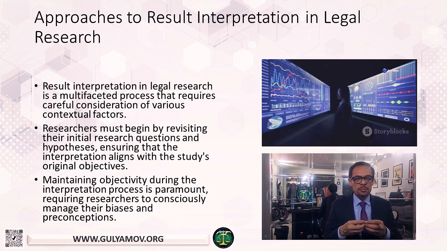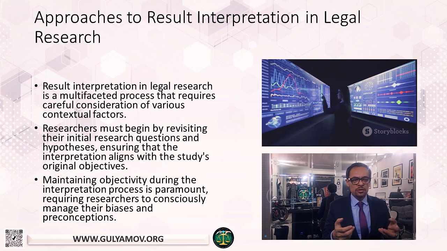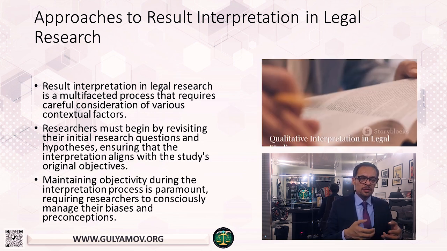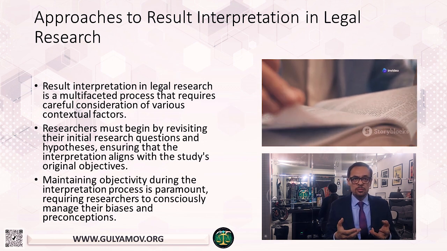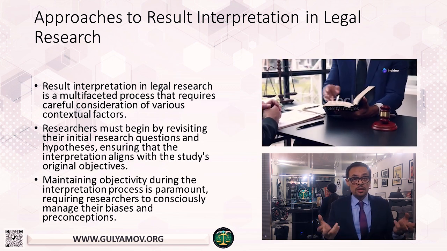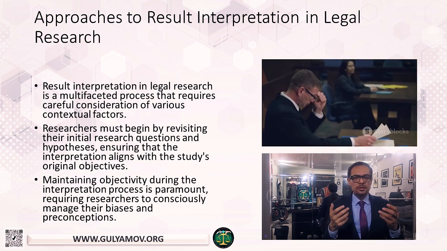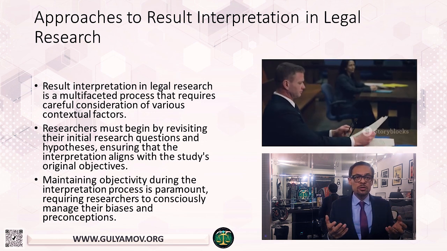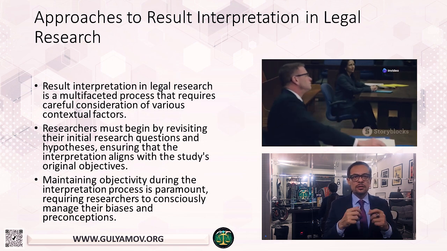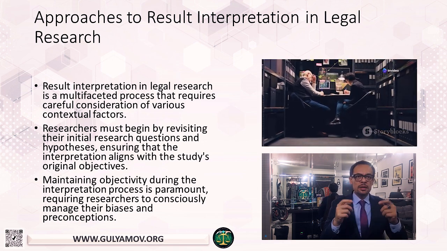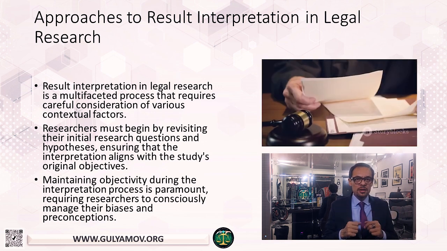For instance, a study examining judicial decision-making might interpret results differently depending on whether it adopts a legal realist or formalist theoretical framework. Maintaining objectivity during the interpretation process is paramount, requiring researchers to consciously manage their biases and preconceptions. This can be achieved through strategies such as peer debriefing and reflexive journaling. It is crucial to distinguish between statistical significance and practical significance, particularly in quantitative legal studies where large sample sizes may lead to statistically significant results that lack real-world relevance.